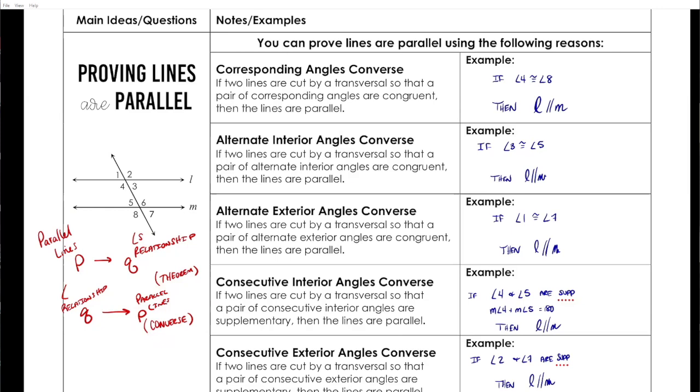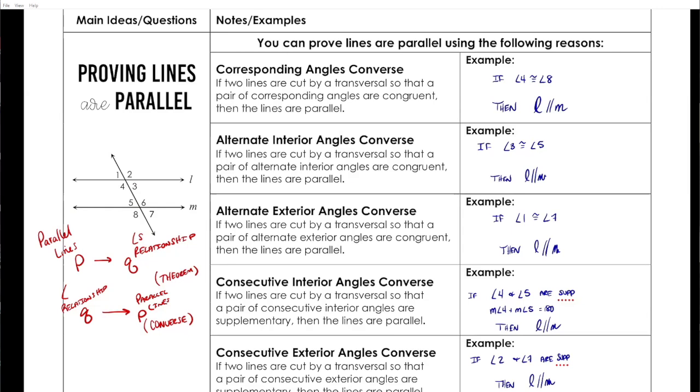So it's the same rule, the same location. We're not changing anything except the order in which we know our information. We're looking at the same diagram we've roughly tackled this whole time. Corresponding angles converse: if we look at our diagram, if 4 and 8 are congruent, then we could say L is parallel to M, because that congruent relationship only exists within parallel lines.